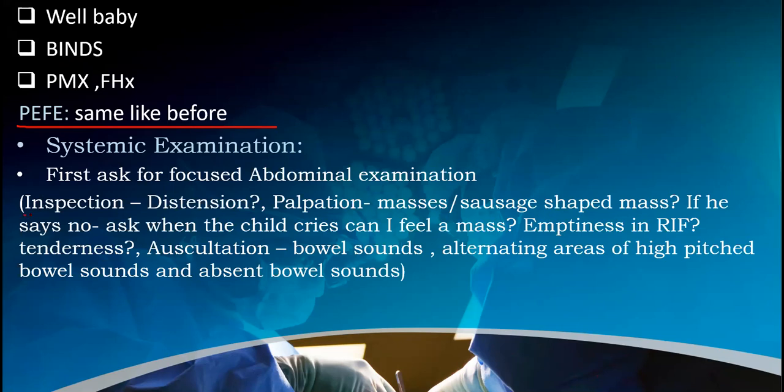So you will do the inspection, obviously: any visible distension, any peristaltic wave, any visible mass. Same thing for everyone. Now, with the palpation, sometimes you will be able to feel a sausage-shaped mass. So you will say on palpation, is there any palpable mass, any tenderness? If they say yes, there is a palpable mass, then you can ask, well, is it a sausage-shaped mass?